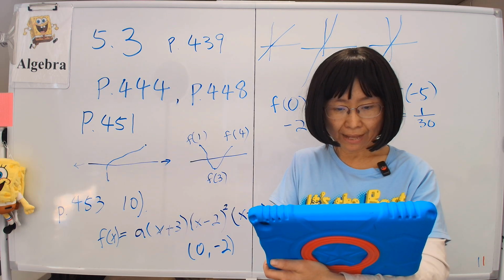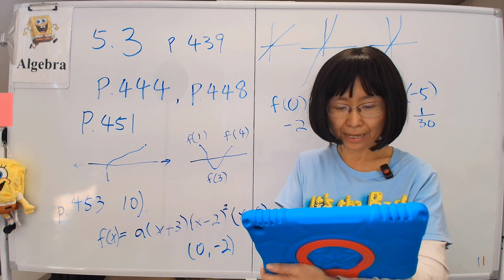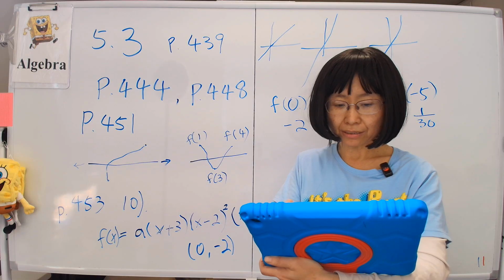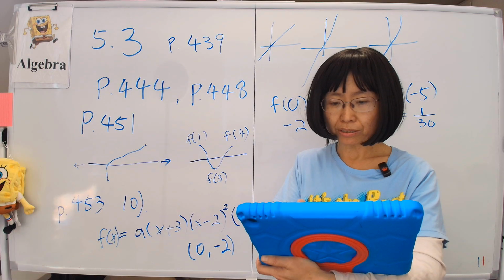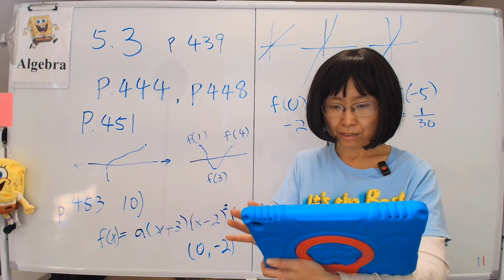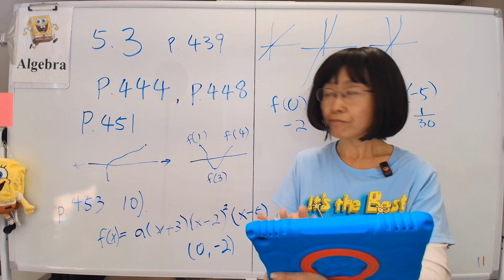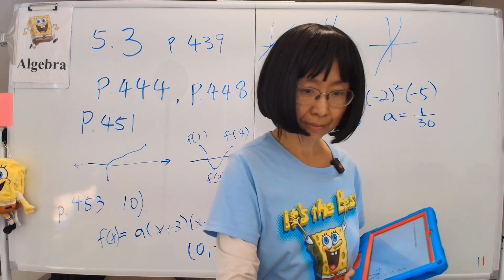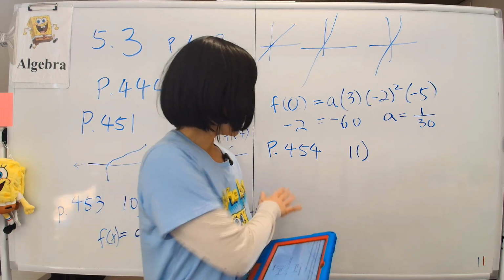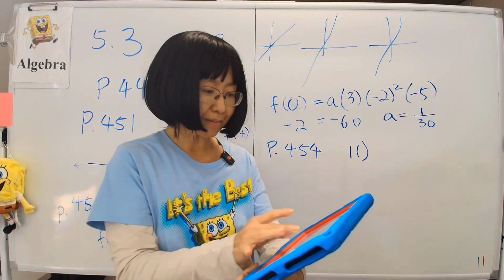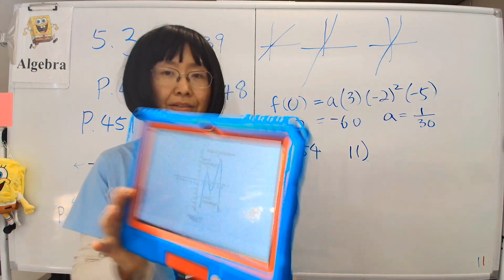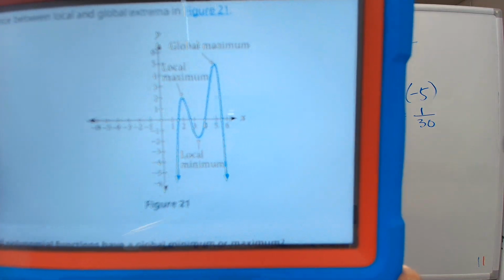Next, let's go to the next page. We're considering the local max or the global max. What page is this? This is 454. So please go to page 454 and let's look at the graph there for a second. There is a quick graph that shows you all the maximums.